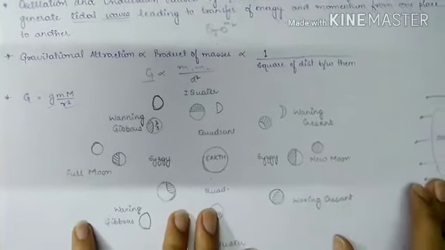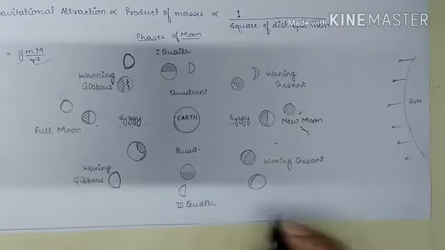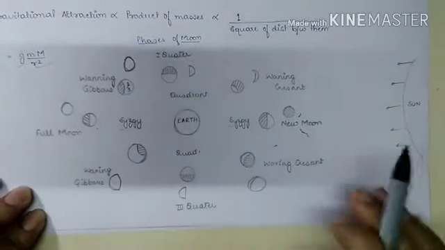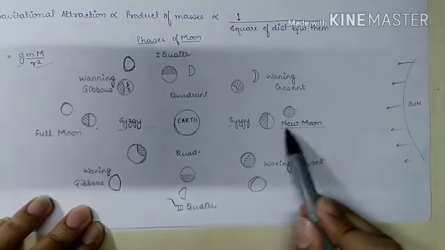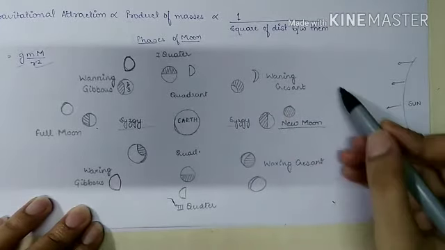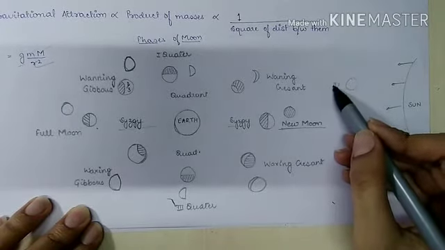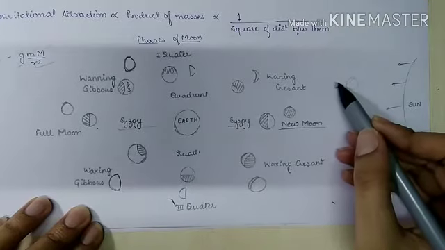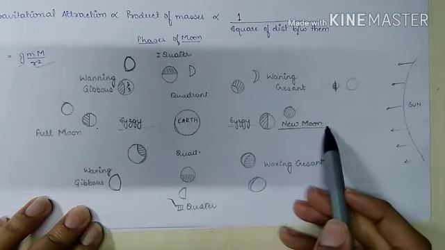Now, to understand the tidal phenomenon better, we need to understand the phases of the moon first. Starting with the phases of the moon, we first have the new moon. A new moon occurs when the sun is in the direction of the moon. That means this is the moon and this is the sun. So we cannot see the part of the moon that is facing the earth, because it is on the darker side. So this is the new moon.